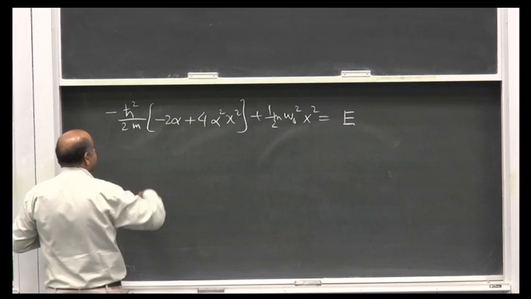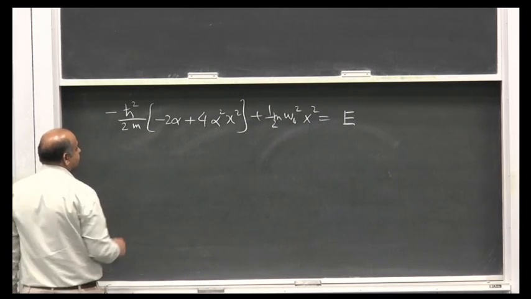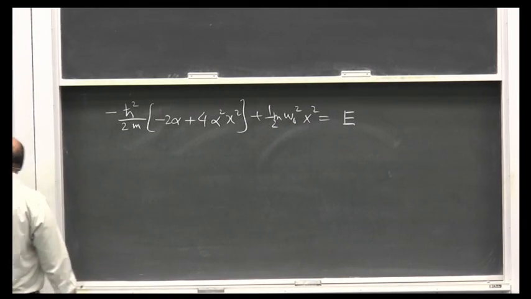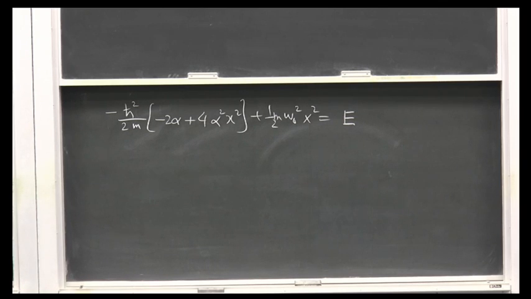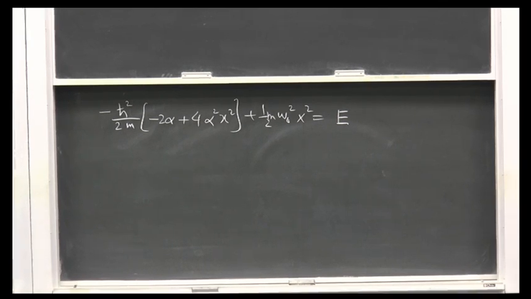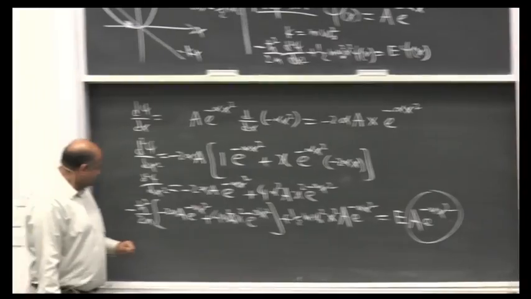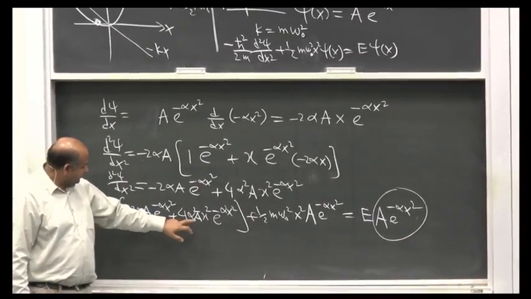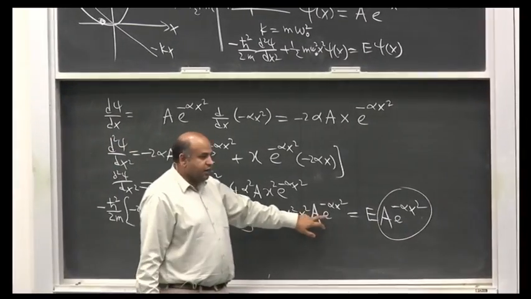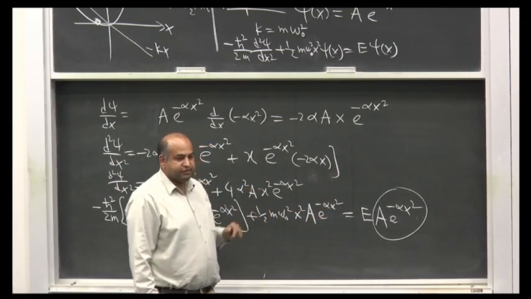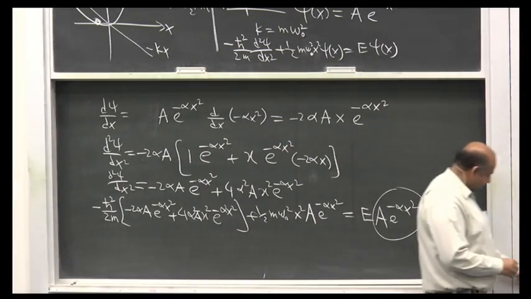ये exponential term, this is common in every term. a into यहाँ भी है, a यहाँ भी है, यहाँ भी है, so we can take it common and cancel it.